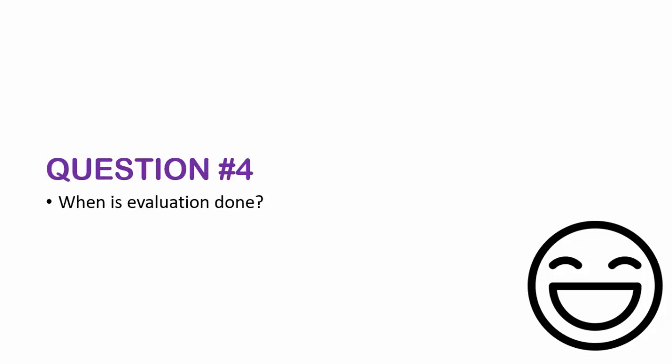So when is evaluation done? Evaluation is done in most cases midway through the project or at the end of the project. So now, if you remember, I've done some videos about what evaluation is. So the evaluation is an activity that is done to determine the extent to which change has happened, or if change has happened at all.